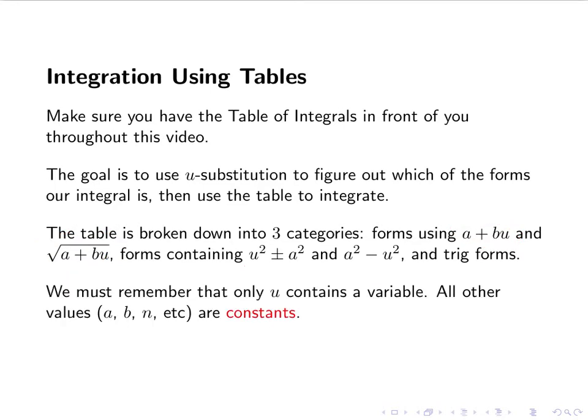Another good thing to remember is that u is the variable, right? In the table, all of the integrals are with respect to u, so they end in a du, which means things with the a, b, and n are constants. So there's no variables involved in a, b, and n.